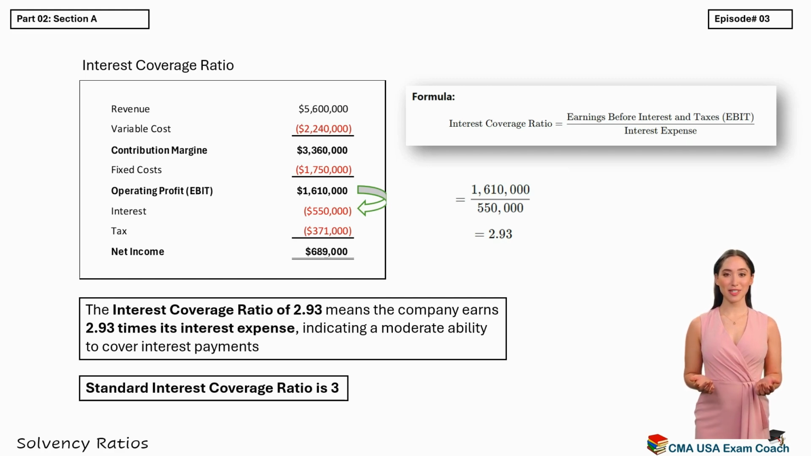Understanding the standard ratio. The general benchmark for a healthy interest coverage ratio is 3. A company should ideally earn at least 3 times its interest expense to ensure financial stability and avoid liquidity risks. A ratio below 3 suggests that the company might struggle with debt obligations, while a ratio well above 3 indicates strong financial health. This ratio is crucial for assessing a company's financial stability, especially for lenders and investors evaluating credit risk.